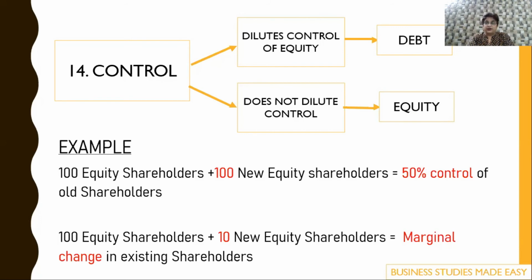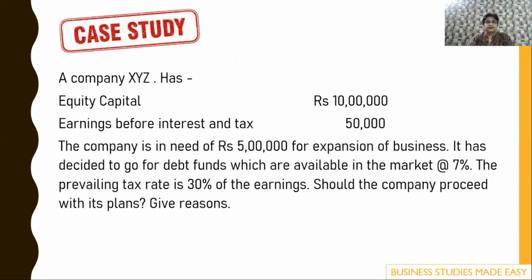Suppose there are 100 equity shareholders and he wants to raise more capital for the capital structure, and 100 new equity shareholders are going to join. So the control of the previous equity shareholders goes down to 50%. Now suppose there are 100 equity shareholders and now 10 more have to be added. A little more equity share has to be raised. So the original 100 equity shareholders, their control is marginally diluted. So it doesn't affect them much. So therefore, in the latter case, the finance manager will go in for equity, and in the first case, he'll go in for debt.